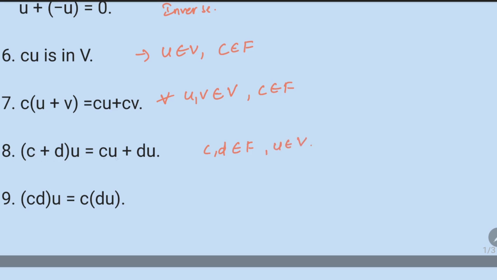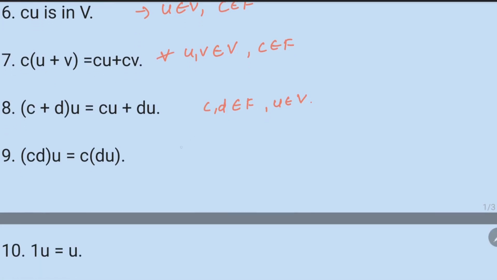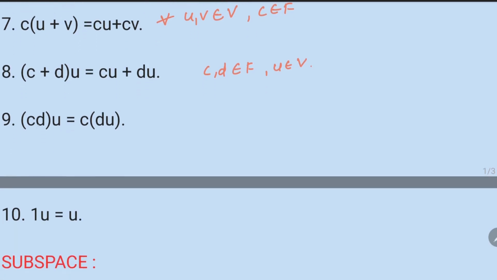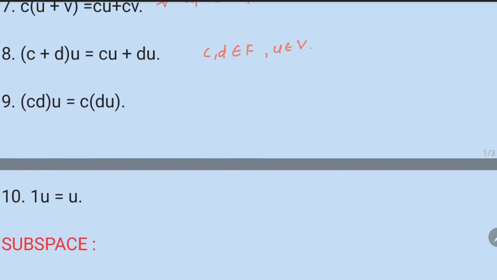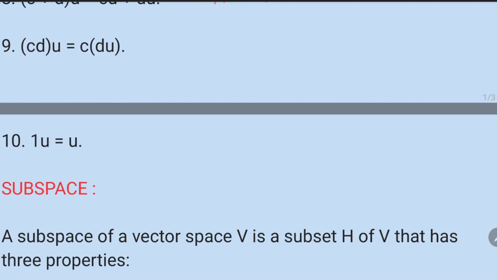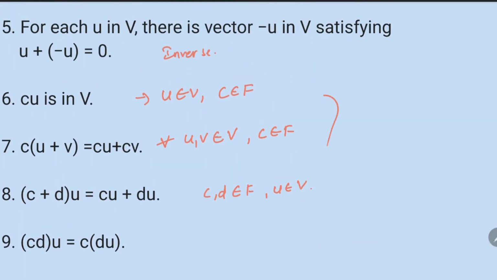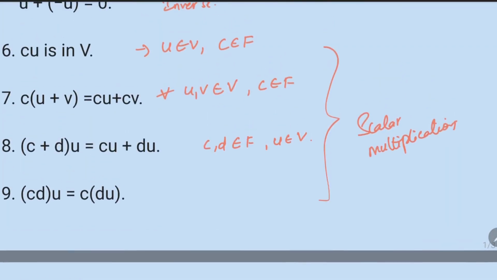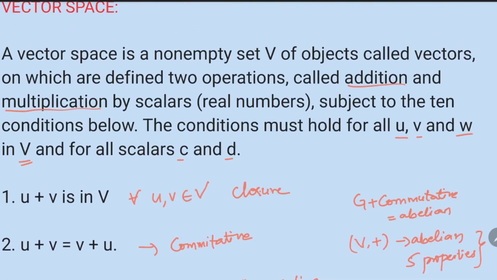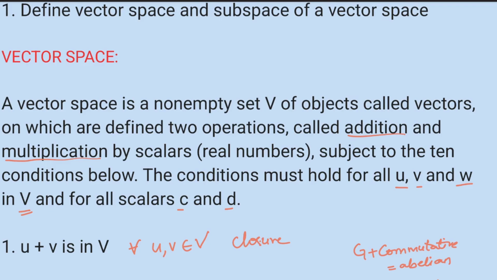We all know that c and d are the scalars, and u here is a vector. c plus d into u is equal to cu plus du. Same thing, c and d are the scalars, u is a vector. cd of u is equal to c into du. 1 into u is equal to u. This comes under scalar multiplication. If these 10 properties hold, this comes under the vector space.